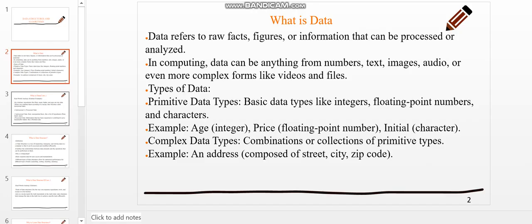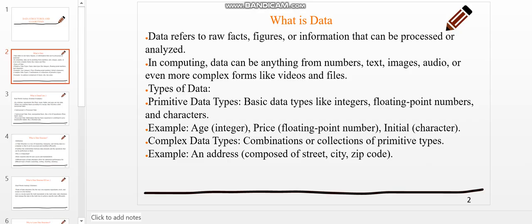So primitive data types is nothing but the basic data types. So what do you mean by very basic? That means these data can be directly used by your computer system. They are predefined. So what do you mean by predefined? Already defined in the computing, already they are available in the computing. So such types of data types are known as basic data types.